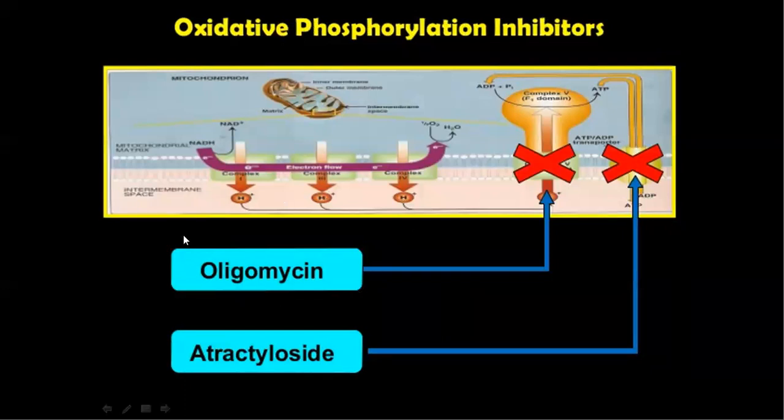So these are the inhibitors of oxidative phosphorylation. We have two inhibitors. Oligomycin inhibits the entering of H plus ions into the matrix region. The second one is atractyloside, which acts at the F1 domain, and here it inhibits the process of formation of ATP. So this is about the inhibitors of oxidative phosphorylation.